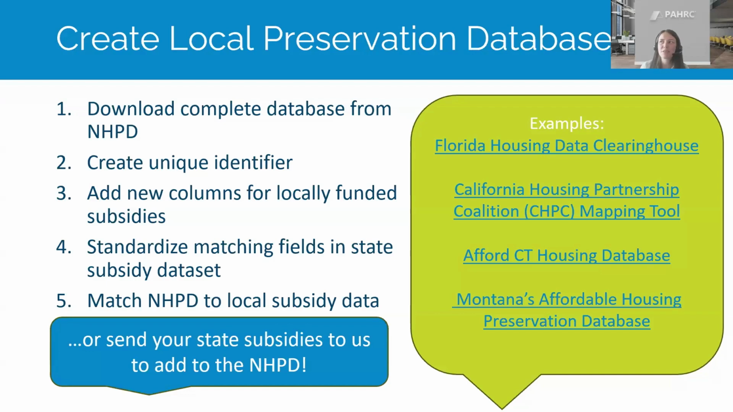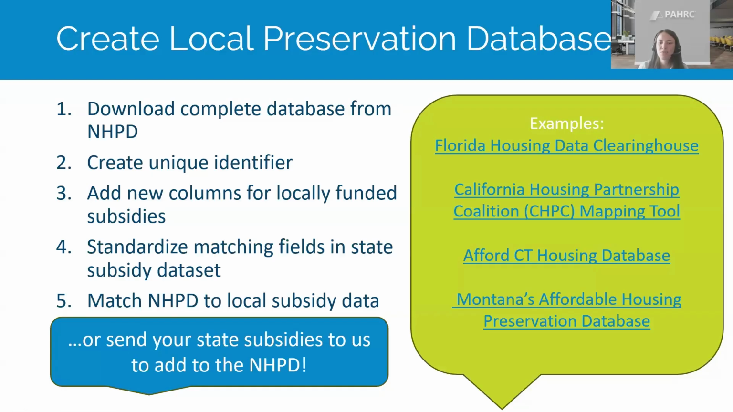On the slide, I've linked to some examples of local preservation databases, including Florida Housing Data Clearinghouse, California Housing Partnerships Mapping Tool, Afford Connecticut's housing database, and Montana's affordable housing database. They all serve different purposes and have different fields included in them, but can be helpful if you're looking for a framework on how you might go about getting started.